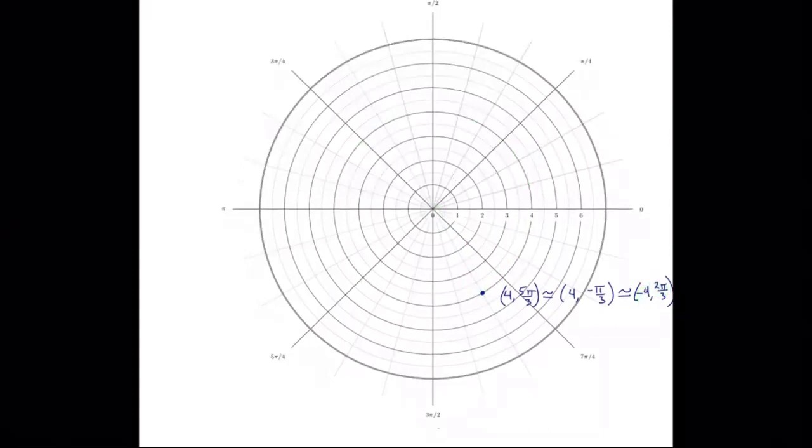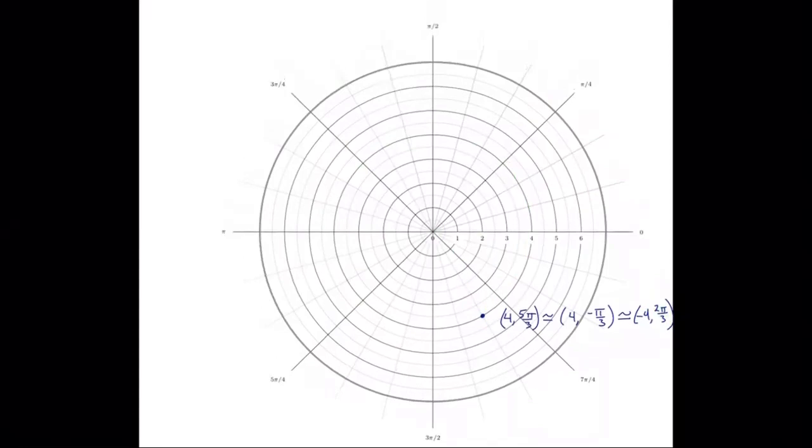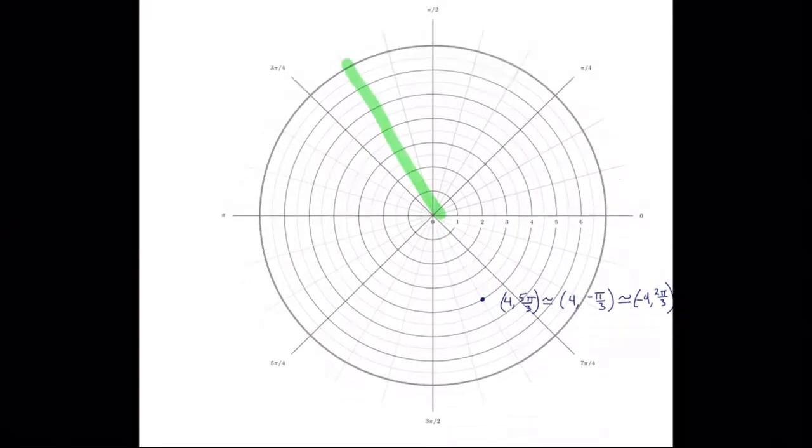So let's deal with the angle first. 2 pi over 3 is this angle. So when we move away from the pole, we have a -4. So rather than moving this direction, we have to move this direction away from the pole. So we'll step 4 units away from the pole in the opposite direction. And that's how we arrive at -4, 2 pi over 3 and the same point as the other 2 representations.